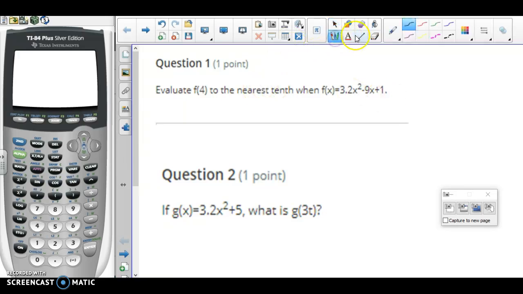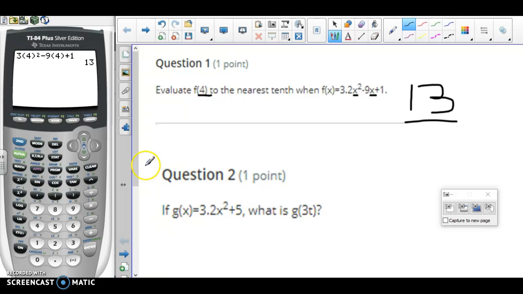So what this means is we're going to take 4 and plug it in for x in two different places. And we can do that. I'll show you just using the calculator. You do 3.2 parentheses 4 squared minus 9 times 4 plus 1. Hit enter and we get our first answer, 13.